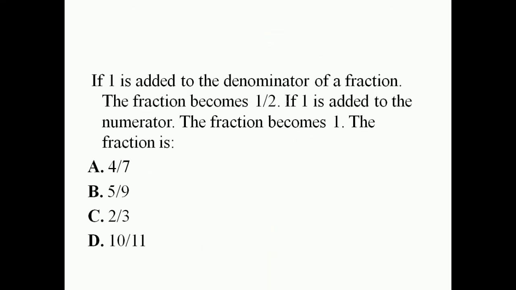If 1 is added to the denominator of a fraction, the fraction becomes 1 by 2. If 1 is added to the numerator, the fraction becomes 1. What is the fraction? We can consider the original fraction as x by y. When 1 is added to the denominator, x by (y plus 1) equal to 1 by 2. Then when 1 is added to the numerator, (x plus 1) by y is equal to 1. We have to find the value of x and y.